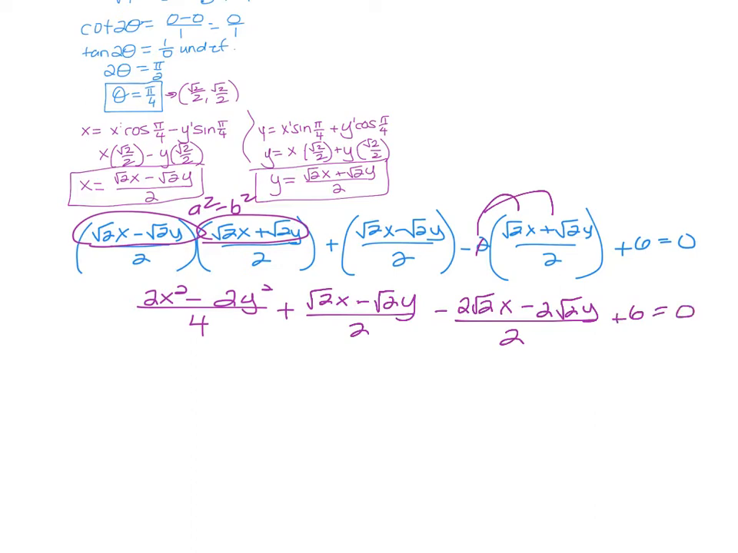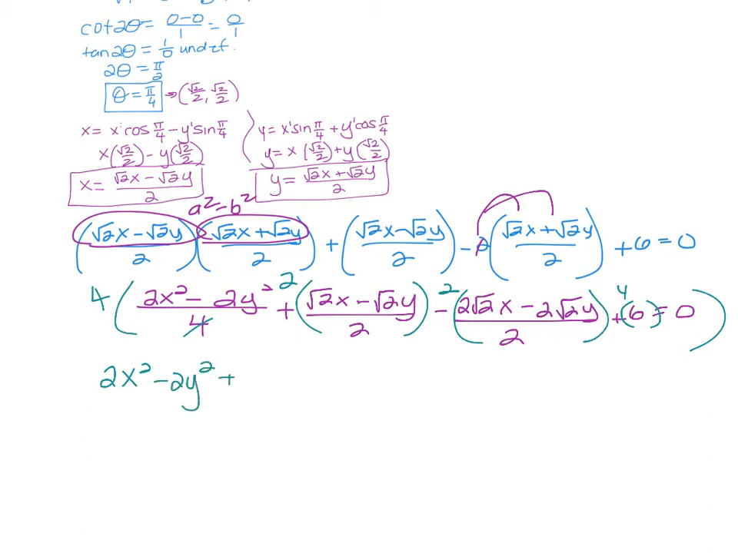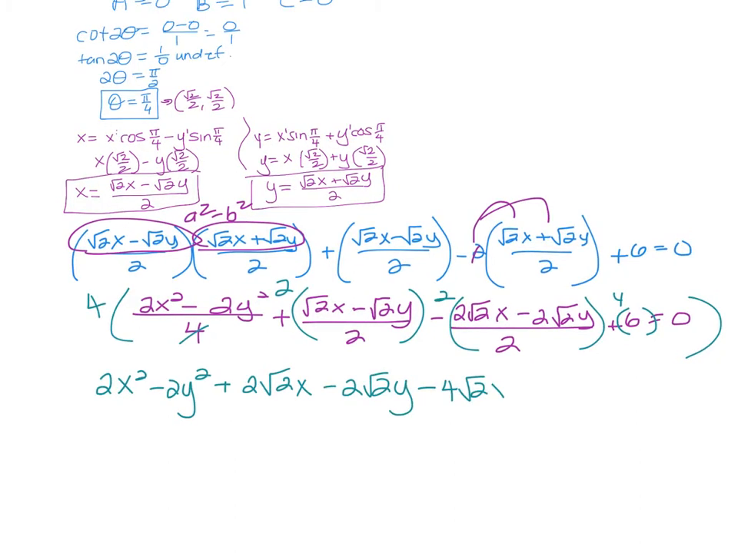So I want to get rid of the denominator. I'm going to multiply everything by 4. So this cancels. This would get multiplied by 2, this would get multiplied by 2, and this would get multiplied by 4. So I have 2x squared minus 2y squared plus 2 root 2x minus 2 root 2y minus 4 root 2x minus 4 root 2y plus 24.